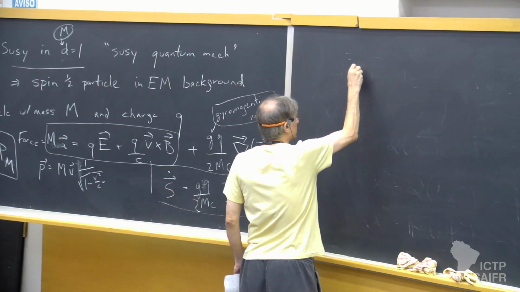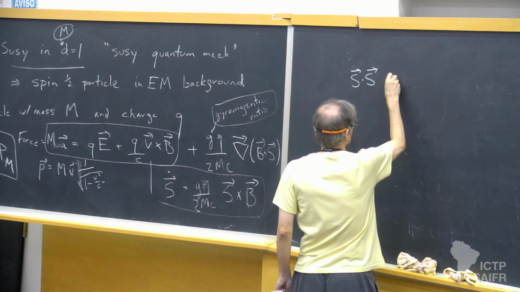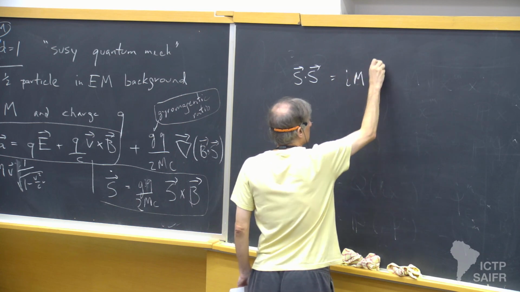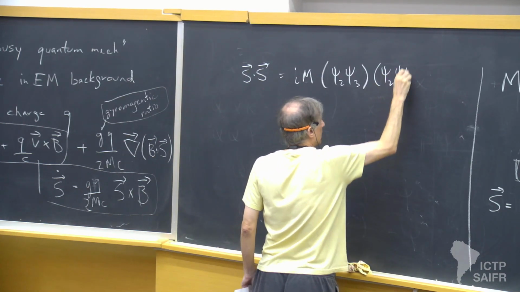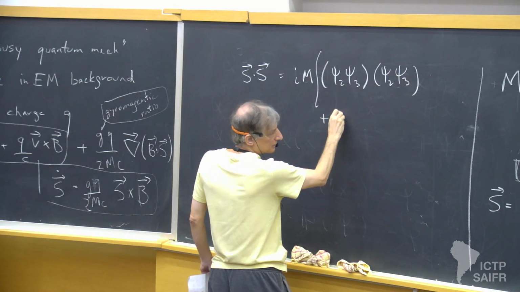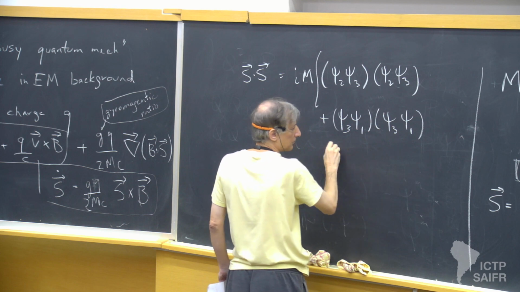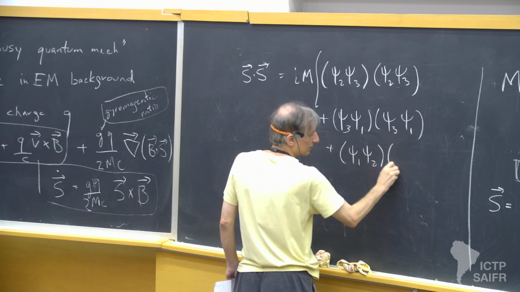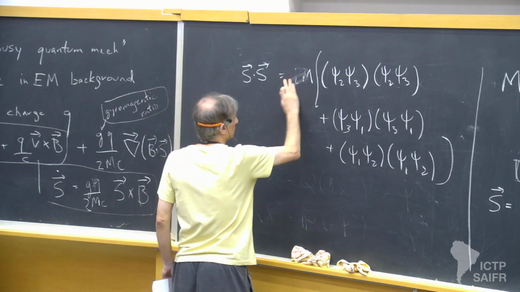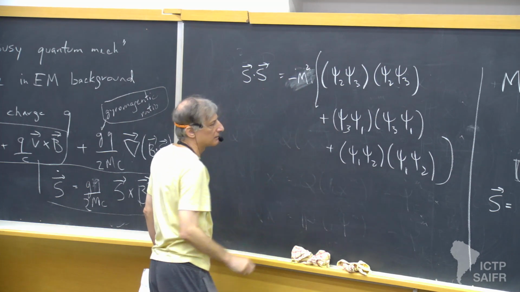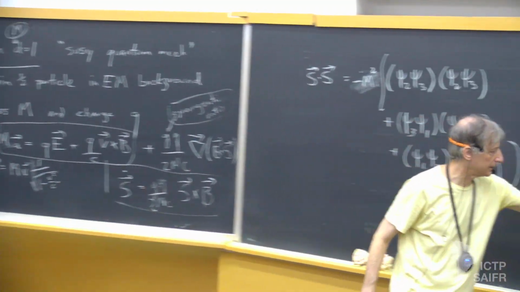So let's compute S squared. So this is obviously going to be equal to i m squared times (psi 2 psi 3 psi 2 psi 3, plus psi 3 psi 1 psi 3 psi 1, plus psi 1 psi 2 psi 1 psi 2). Sorry, times this should be squared, minus m squared. Right? So minus m squared just because of the i m squared.